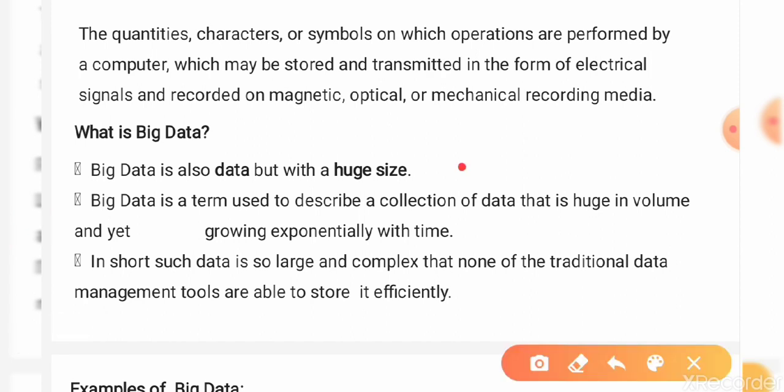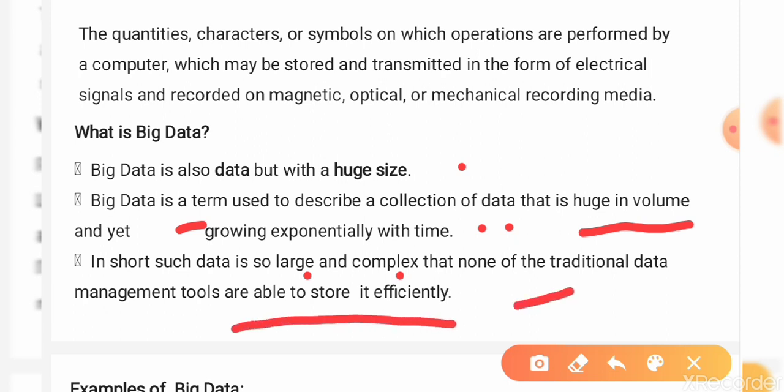Big data is a term used to describe a collection of data that is in huge volume and yet growing exponentially with time. In short, such data is so large and complex that none of the traditional management tools are able to store it efficiently. From the complete definition, big data is a large volume of data which cannot be stored or processed by traditional computing methods.